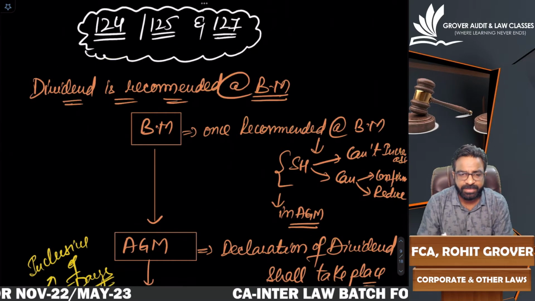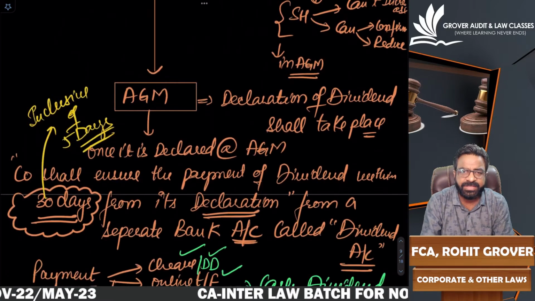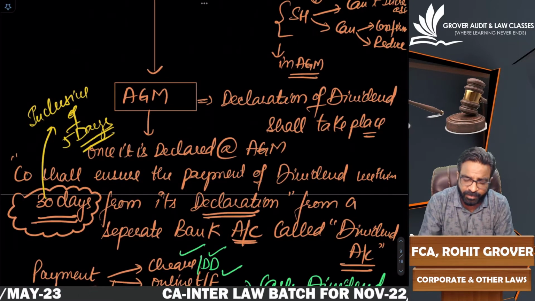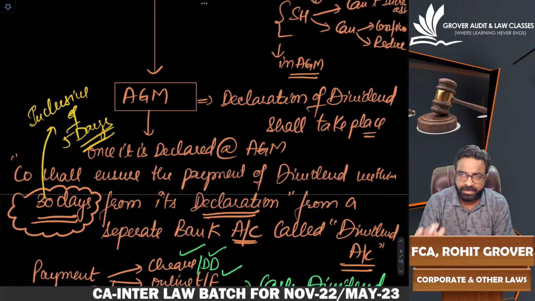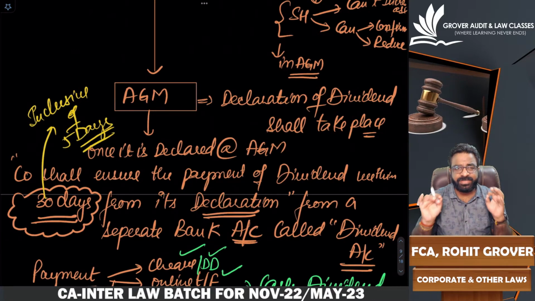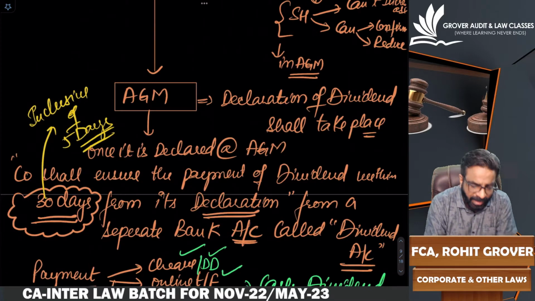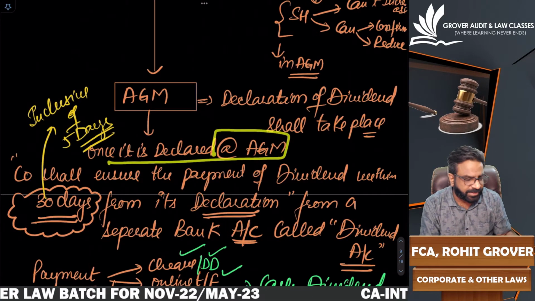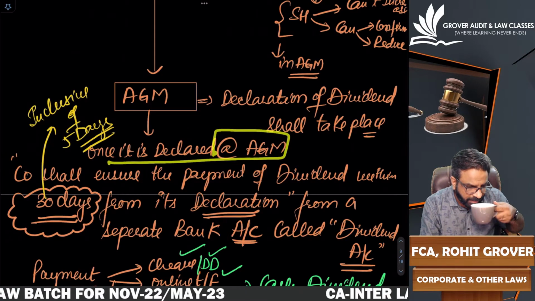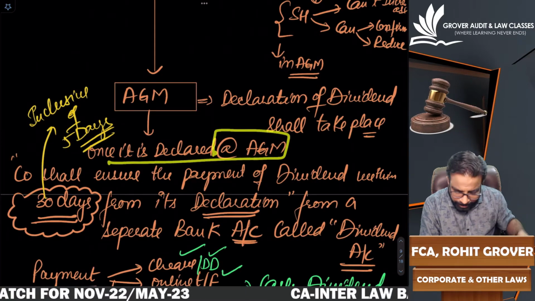Yes, sir. Now, after the recommendation, dividend is declared in the board meeting or dividend is declared in the AGM? Dividend is declared in the AGM. Now listen to this point very carefully, everyone. Once it is declared at the AGM, can we cancel it or we can't cancel it? We can't cancel it.